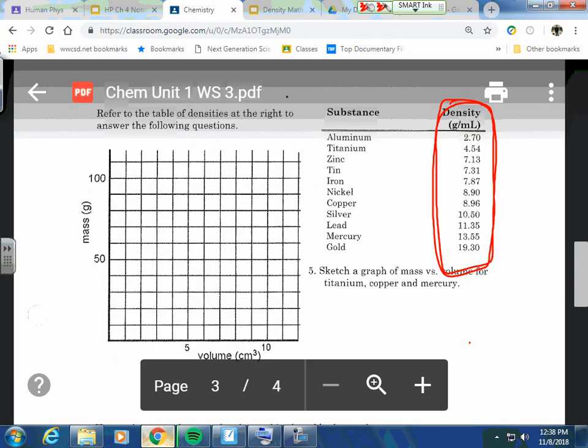This doesn't say a volume. It doesn't say a certain mass. It says a certain density for aluminum. Well, what if I have different amounts of aluminum? What's the density going to be? 2.7 grams per milliliter. What if I had 1,000 pounds of mercury? What would its density be? No, just 13.55 grams per milliliter. What if I only had 5 pounds of mercury? What would its density be? 13.55 grams per milliliter. These densities are constant for different substances. Different substances have different densities.